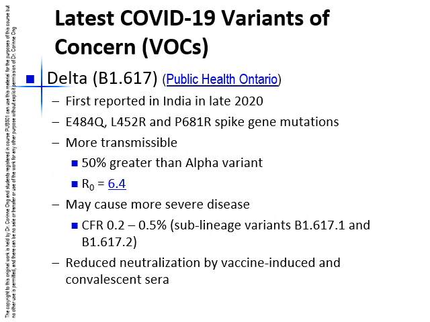The Delta variant was first reported in India in late 2020. Like the other variants of concern, it also has a number of spike gene mutations that make it more transmissible, in fact at 50% greater than the Alpha or UK variant. It also has a higher R0 than other variants of concern and has been reported to cause more severe disease. Since immune protection from vaccines and previous infections is reduced, it is more likely to cause breakthrough infections as well.